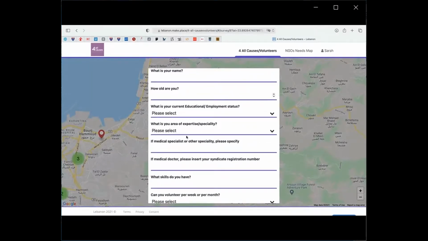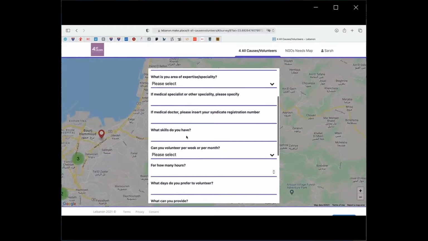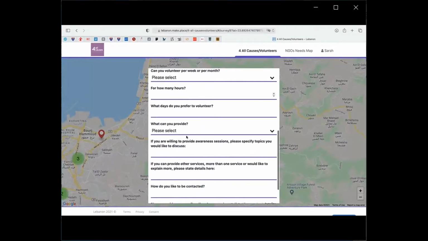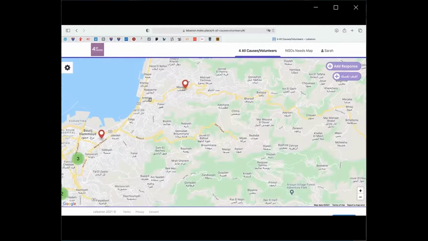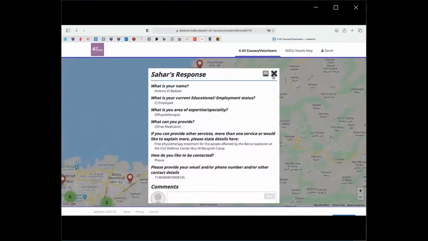The survey will ask you about your educational background, employment status, specific skills, and the time that you have available for volunteering, and any other important information that you would like to convey. And finally, it will ask you to provide your contact information. Once you submit your survey, you will find yourself as a pin with all your information displayed.